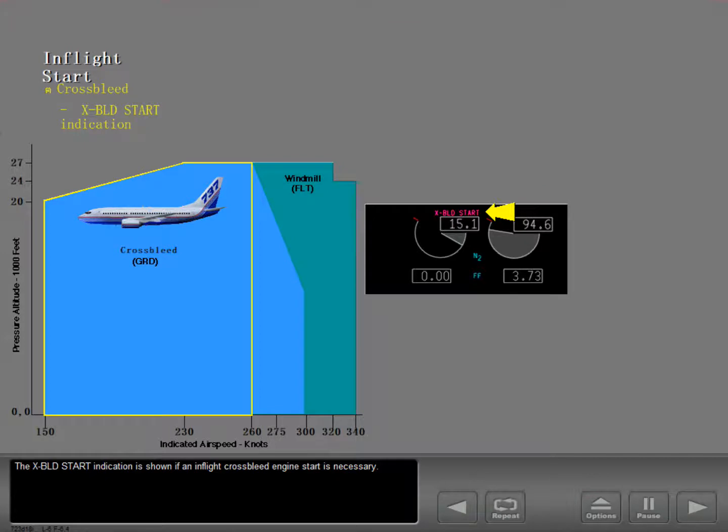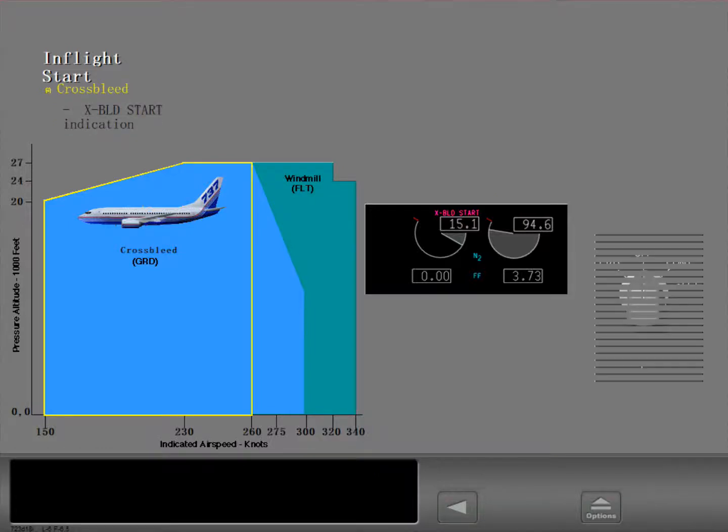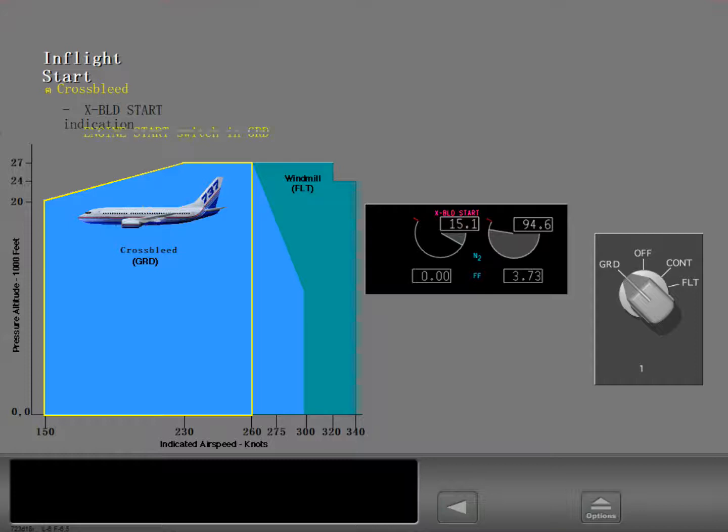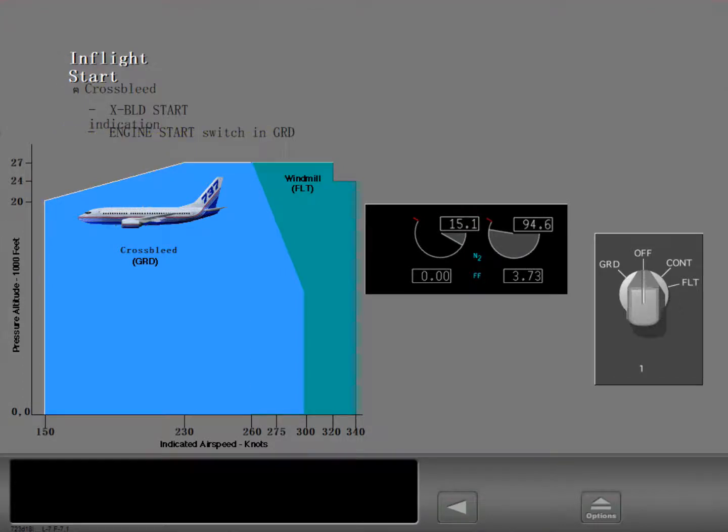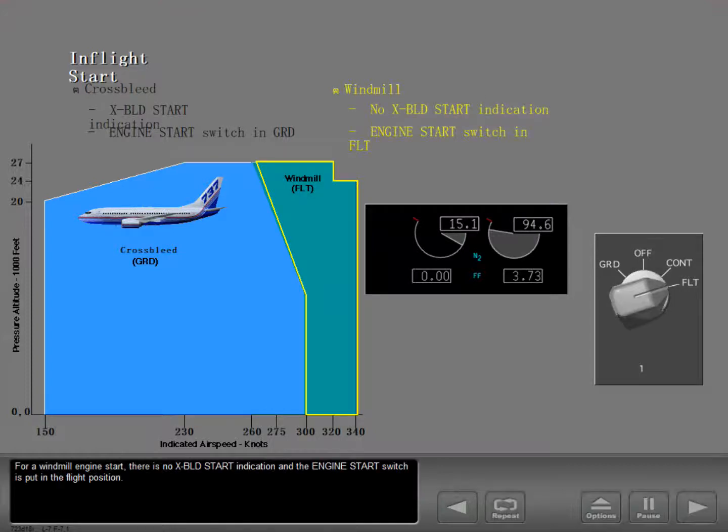The crossbleed start indication is shown if an in-flight crossbleed engine start is necessary. The engine start switch is put in the ground position. For a windmill engine start, there is no crossbleed start indication, and the engine start switch is put in the flight position.